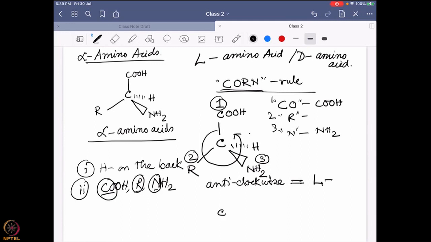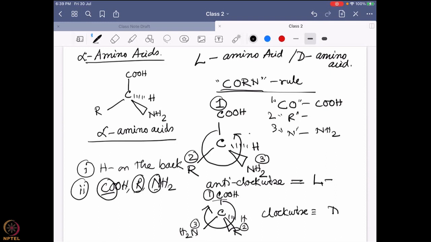And the same system, say carboxylic acid, hydrogen, and now say I exchange the R with the NH2. So now find the CORN: carboxylic acid at the top, R over here, 3 over here. So now connect, they're in the clockwise. If it is clockwise, it is going to be a D amino acid. Okay, so that is how you figure out L amino acid and D amino acid.